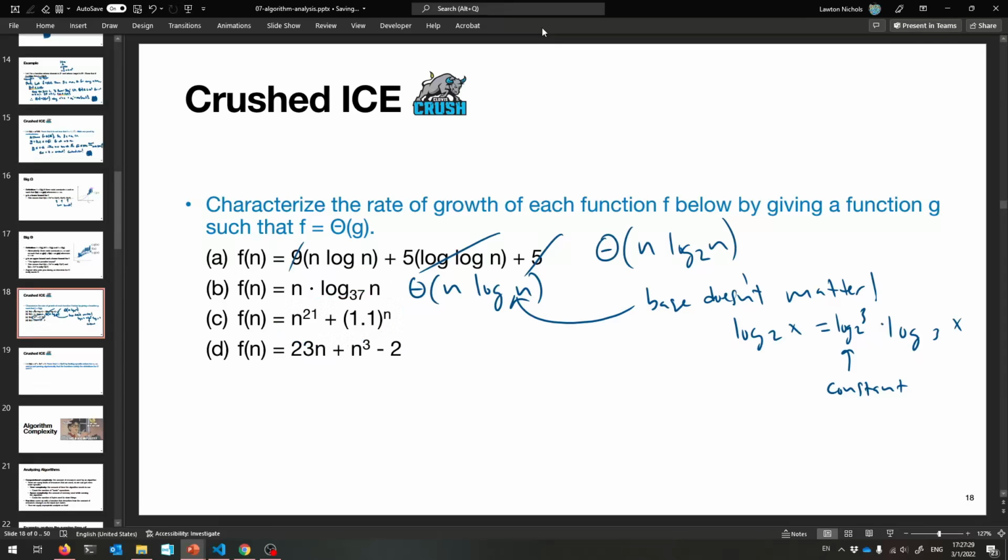Let's try this one. N to the 21 plus 1.1 to the n. Which one grows faster? And it might seem wrong, but this one is the bigger growing function. It's the faster growing function, and I encourage you to graph it. This is like, instead of 1.1, imagine it as like 2 to the n. It's exponentially growing. N is in the exponent. That is always bigger than a polynomial involving n with a constant power. Okay? When it's a variable power, that wins out. It's exponential. 1.1 to the n.